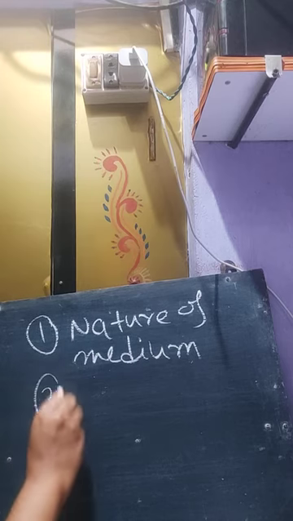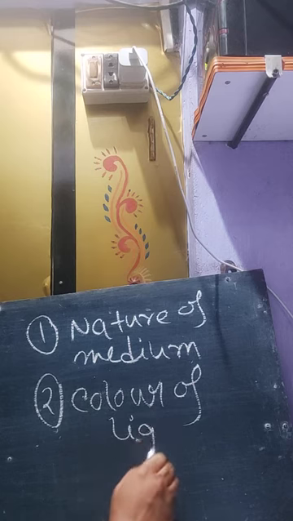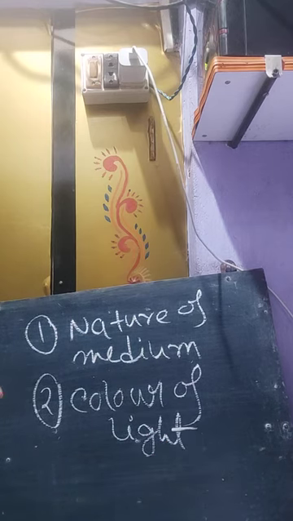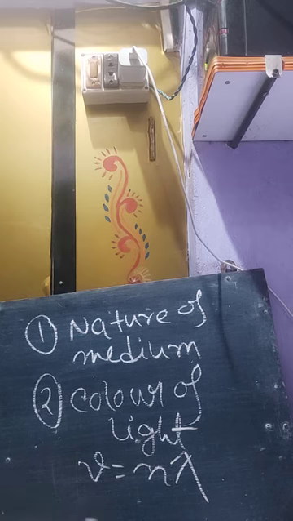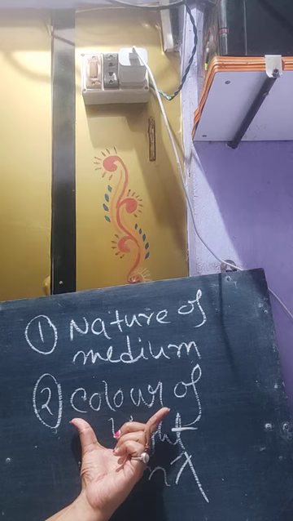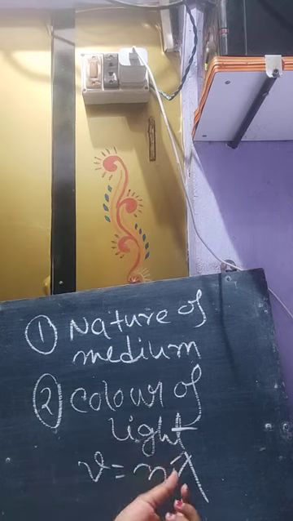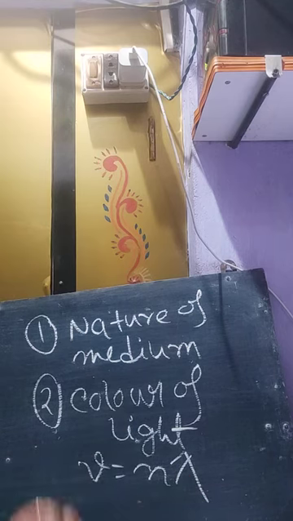Next is the color of the light. Why color of the light? We know that velocity equals n lambda, where n is the frequency and lambda is the wavelength. The wavelength depends on the color. As wavelength depends on color, and velocity depends on wavelength, according to the color the velocity will change. Therefore, the refractive index depends on the color.